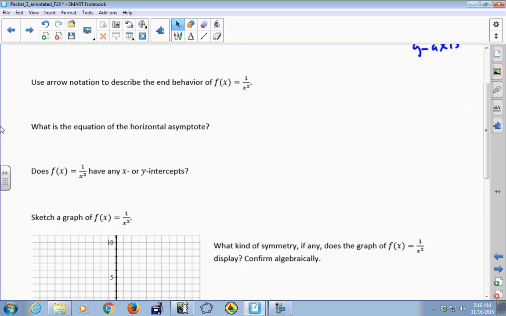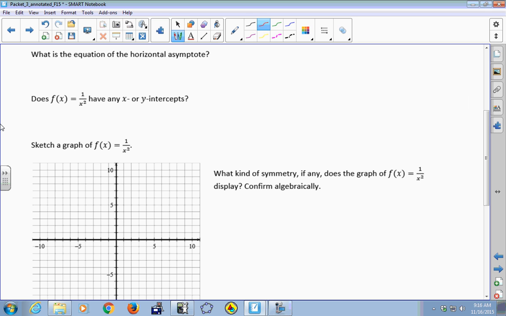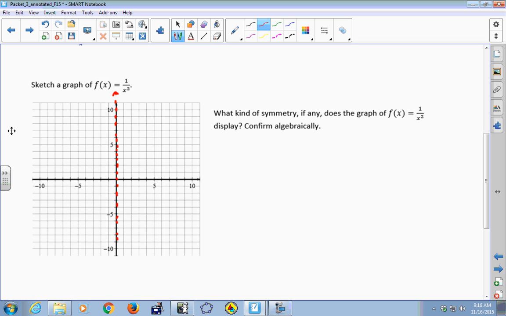So if I were to graph this, I come down here and, again, draw down through x equals 0, which is my y-axis, I put a dotted vertical line.